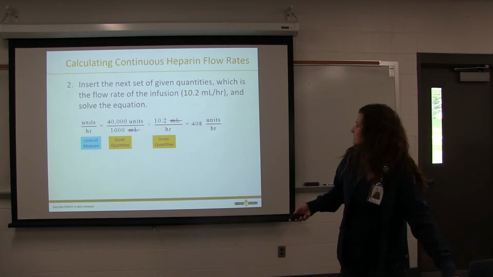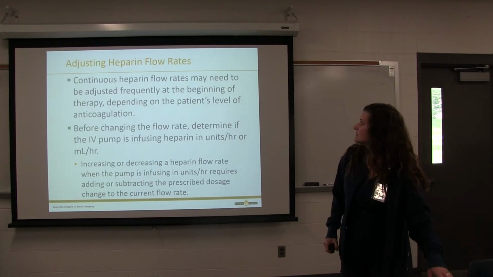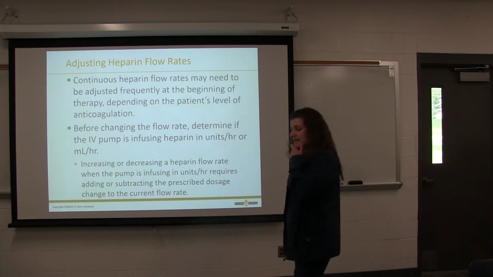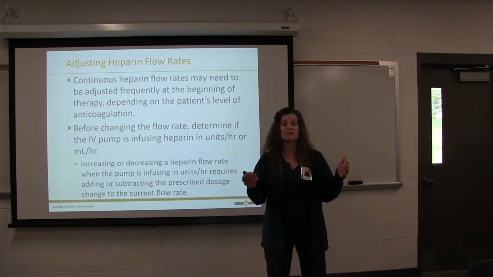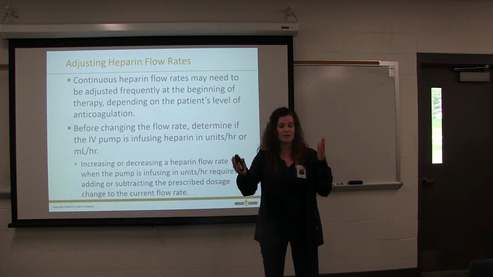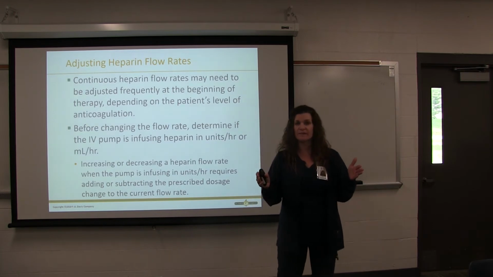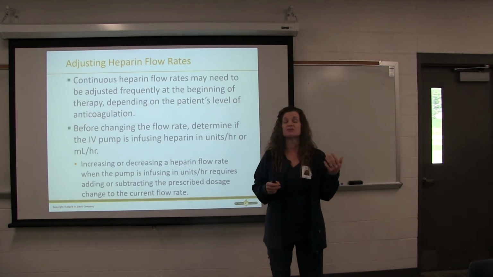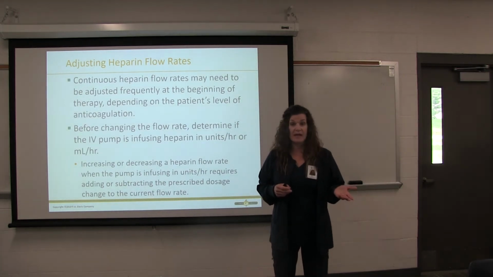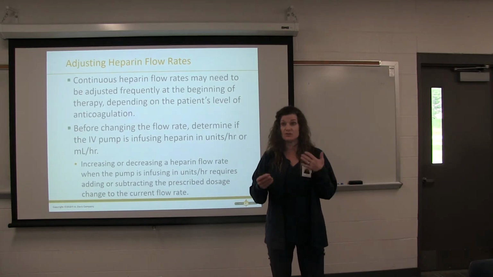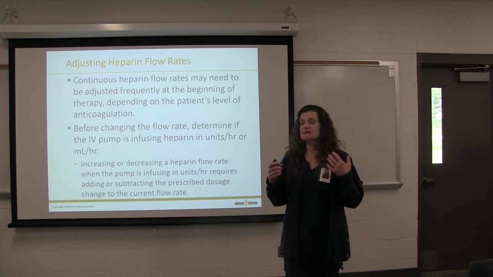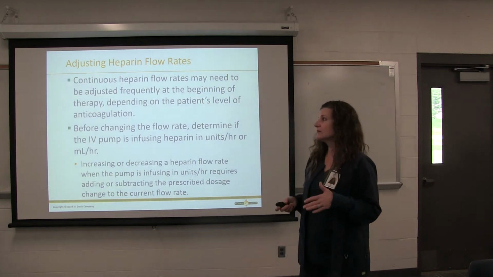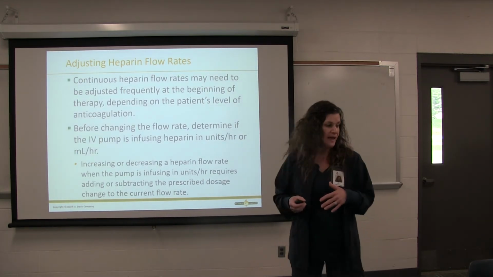Okay, let's keep moving here. Now, let's say that we had some lab tests and they come back and it's looking like the patient is doing well, the lab values are getting to where we want them to be, and the doctor wants us to decrease the rate. Or the opposite, the values aren't where they need to be, and the doctor wants us to increase the rate. This is a very simple calculation, but really important to pay attention to how we do this.